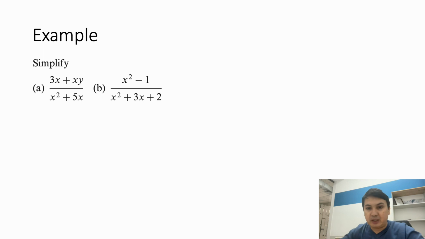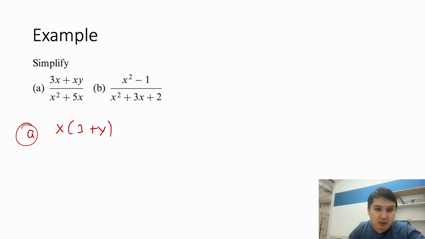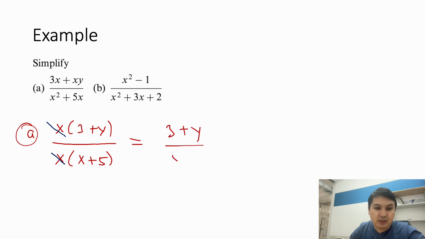Okay, so my last slide. Let's simplify. Let me start with A. What do we have in the numerator? I have x in common, right? If I take out x, I have 3 plus y in the brackets. How about the denominator? Again, x is a common term, so I can take it out. I have x plus 5 in the brackets. So we see that the x's cancel, and we get 3 plus y over x plus 5.